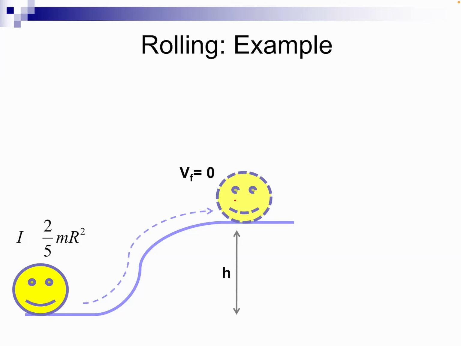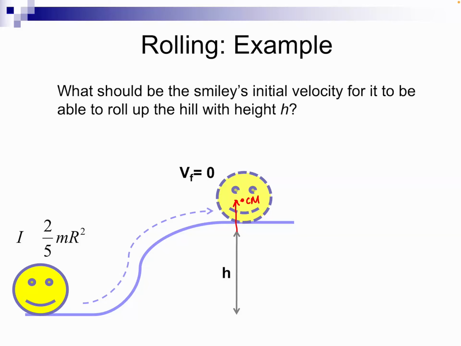So there's a correction here. We should measure the height h from the center of mass of the smiley, assuming that the smiley has some height. So let's just measure the h from the center of mass here. At the top of the hill, the smiley stops, so its final speed is 0. What should be the smiley's initial speed for it to be able to roll up the hill with a height h?